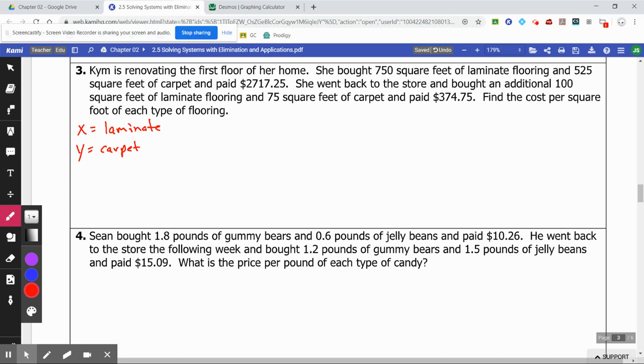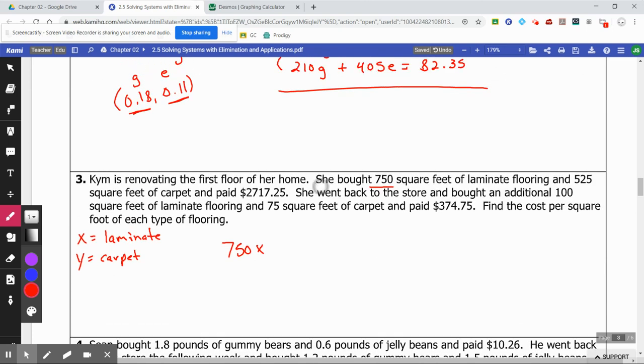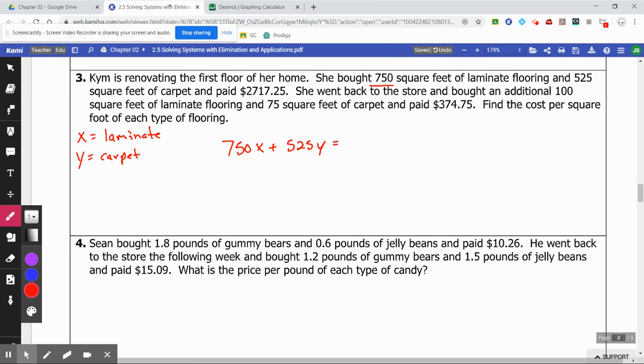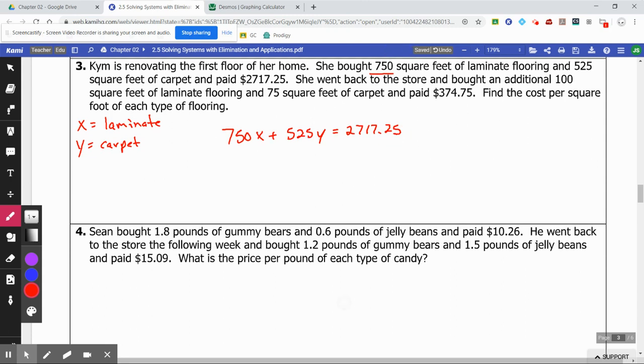So the first time around, she bought 750 square feet of laminate, so 750 square feet of X. And she bought 525 square feet of Y. And she paid $2,717.25. Second time, she bought 100 square feet of X. And she bought 75 square feet of Y. And she paid $374.75.